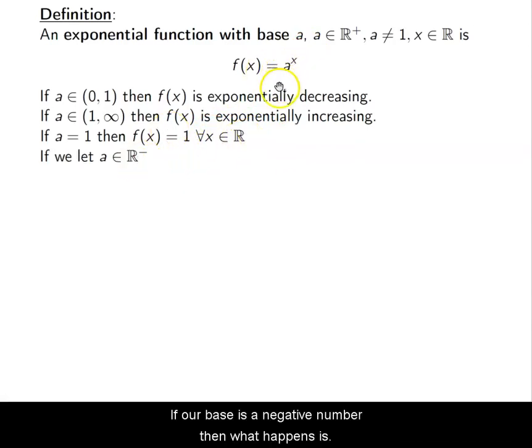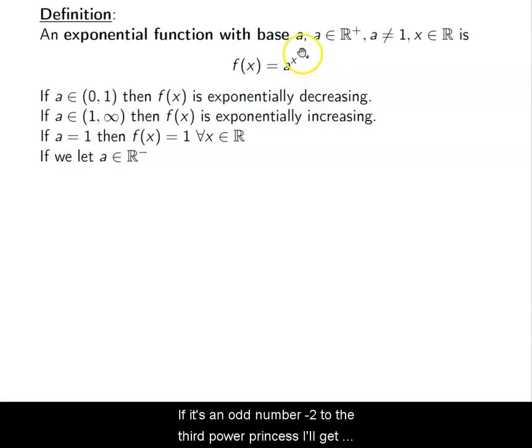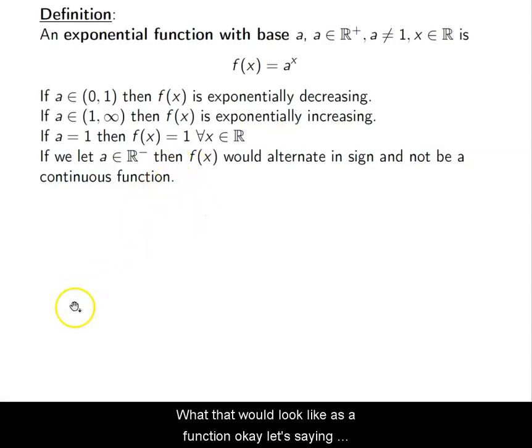If our base is a negative number, then it is going to alternate back and forth from a positive value to a negative value as we plug in different values of x, right? If this is negative 2, for instance, when the exponent is an even number, I'll get negative 2 times negative 2, which will be positive. If it's an odd number, negative 2 to the 3rd power, for instance, I'll get out a negative value. So it'll bounce back and forth between being positive and being negative, and it will not be a continuous function. So let's take a quick trip over to Desmos and look at what that would look like as a function.